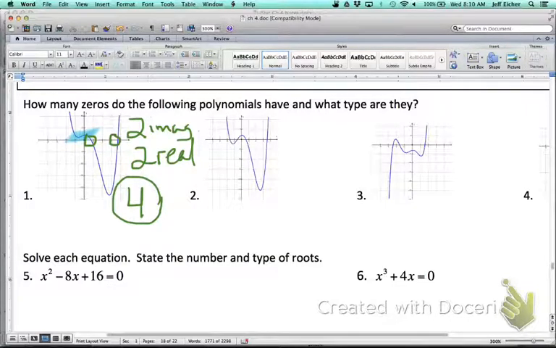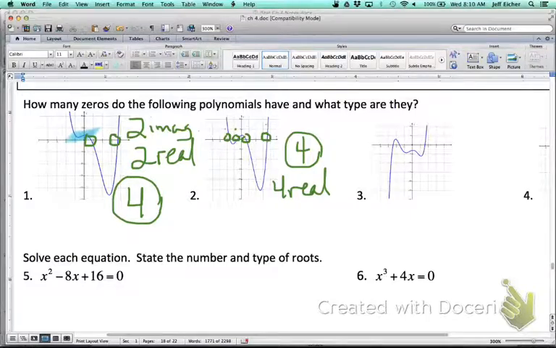So let's look at the next one. Notice we can count 1, 2, 3, 4. We can count 4 solutions. And this appears like it would be a degree 4 polynomial. So in this one, we would have 4 solutions, and they would be 4 real number solutions. 2 of them are positive, and 2 of them are negative solutions.